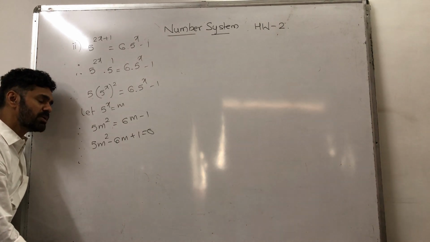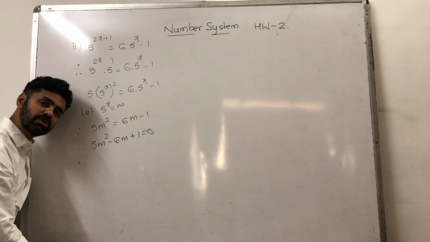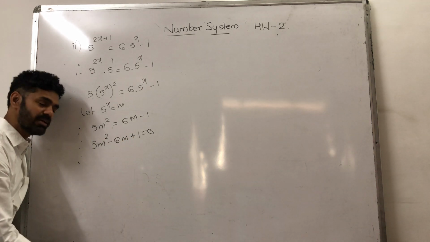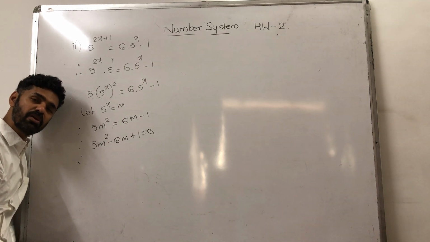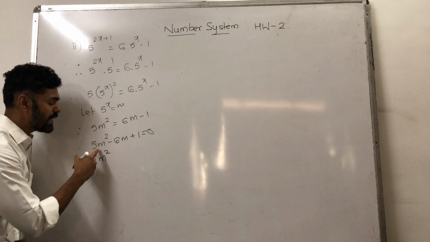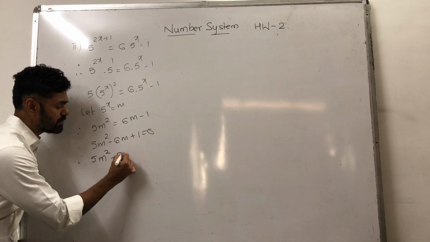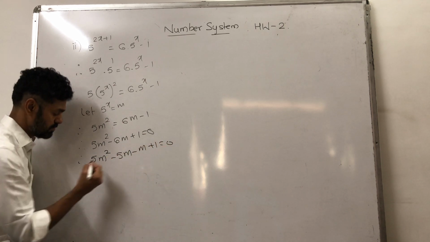So the two numbers are 5 and 1. If you have a positive sign here, both the numbers will have the same sign. Now because we have a minus sign here, both numbers will be negative. That is, 5 will also be negative and 1 will also be negative. So you write this as 5m square minus 5m minus 1m plus 1.